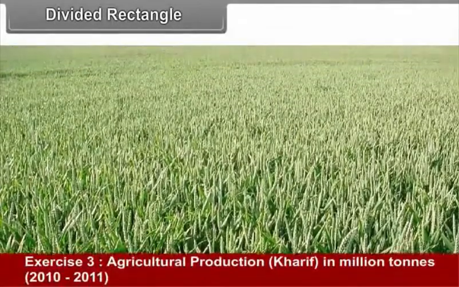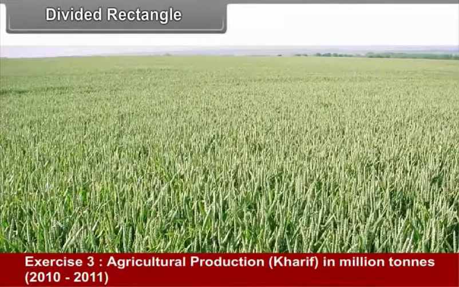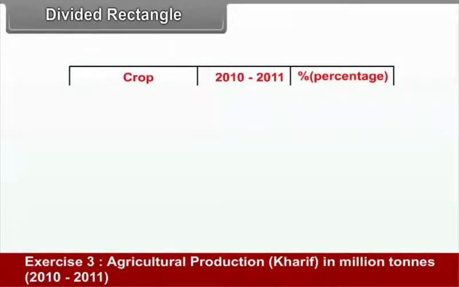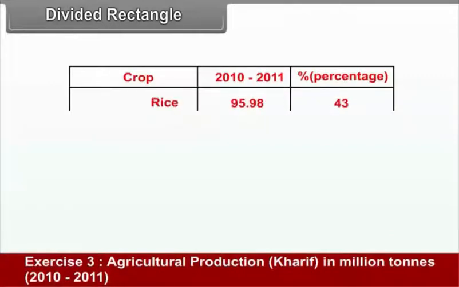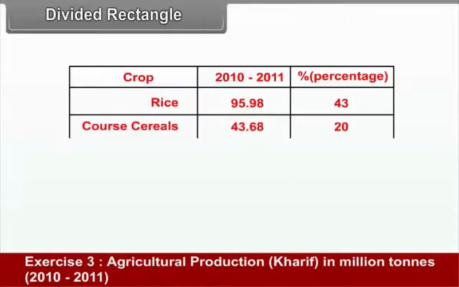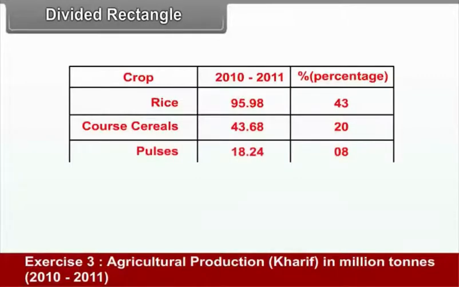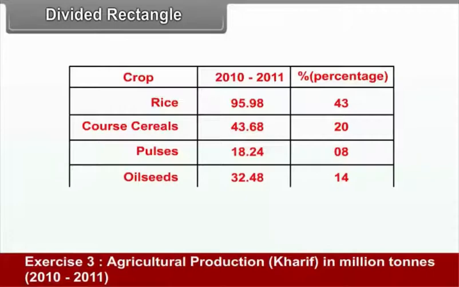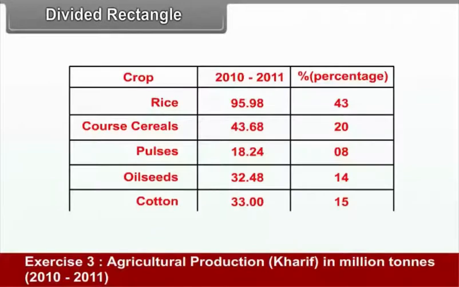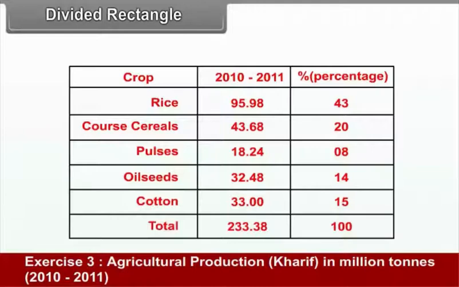Exercise 3, agricultural production, kharif in million tons, 2010 to 2011. Crops, 2010 to 2011, in percentage. Rice, 95.98, 43%. Coarse cereals, 43.68, 20%. Pulses, 18.24, 0.8%. Soya seeds, 32.48, 14%. Cotton, 33, 15%. Total, 223.38, that is 100%.